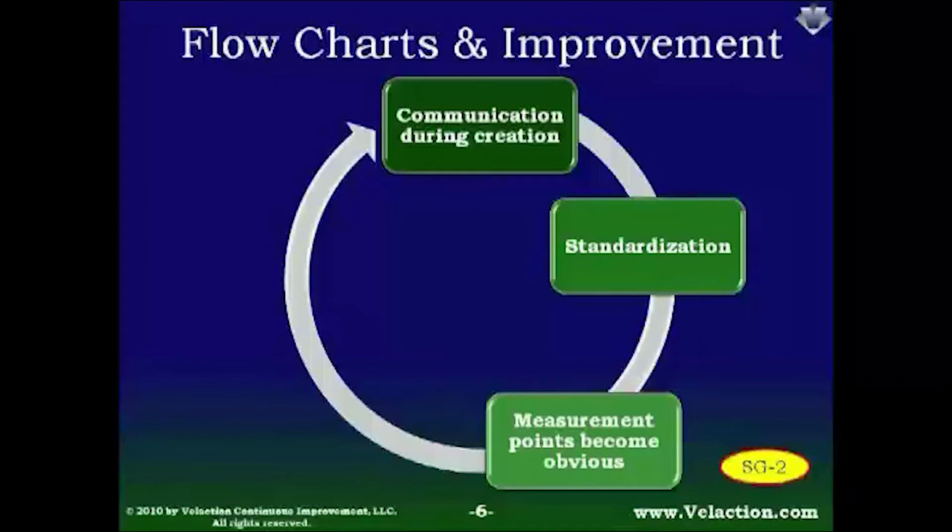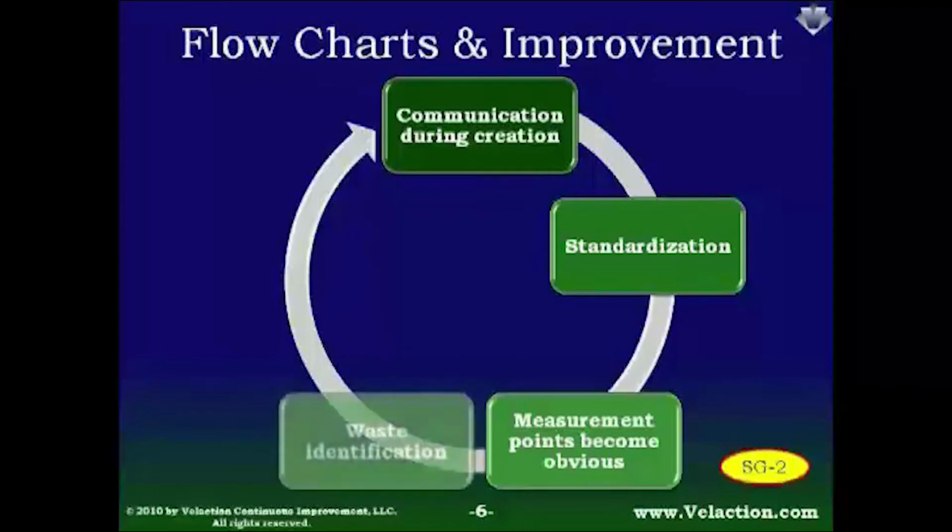So these measurement points become very obvious. And typically they're going to be located at decision points. Every time you have a decision point, it's often related to some external factor, and knowing what those numbers are, how often things go on different paths, for example, will give you a great opportunity to focus your improvement efforts on the areas where they're going to get the biggest bang for the buck.